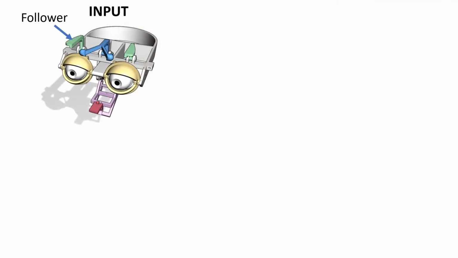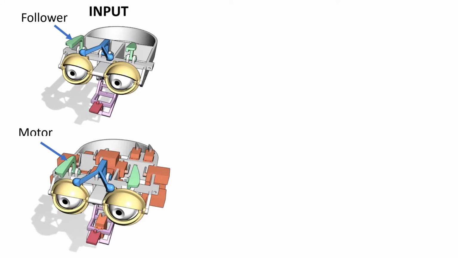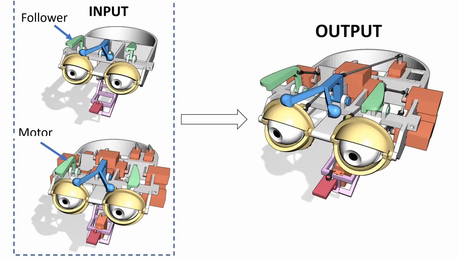Let's start by clearly stating the problem. Our input is an articulated figure with a predefined range of motion for each follower, as seen here in the animation. Additionally, we input a range of possible motor placements. The required output is an optimal assignment of motors to followers that enables the specified range of motion.